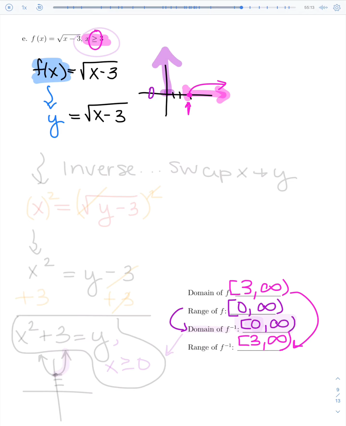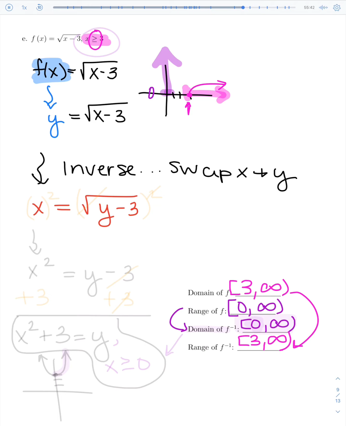Okay, we're almost done here. Now let's find the actual inverse. It does pass the horizontal line test, so we should be able to find the inverse by swapping x and y's. So what that will look like now is x equals the square root of y minus 3. So remember, we've got to solve this guy for y.